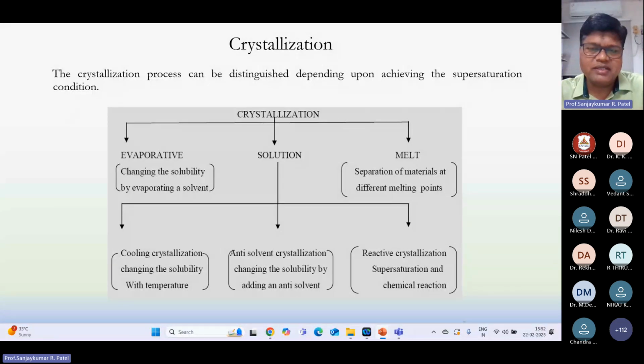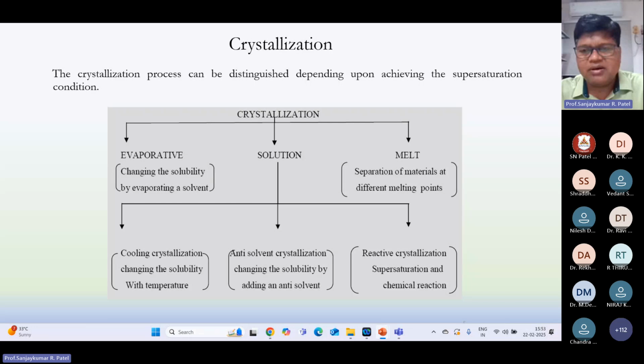Solute, solvent, and supersaturation, correct? The solute that is dissolved into the solvent becomes a solution, correct? So that means we need to take out the solute from this solution. One technique is crystallization. There are many other techniques to remove the solute from the solvent, correct? But here we are using the crystallization technique.